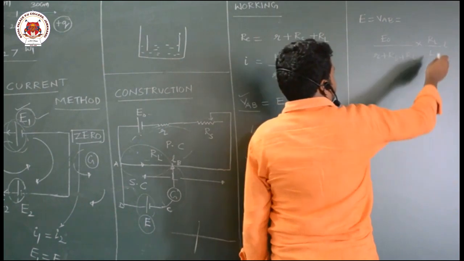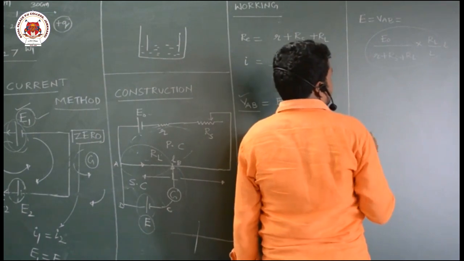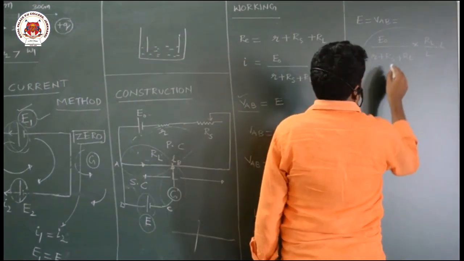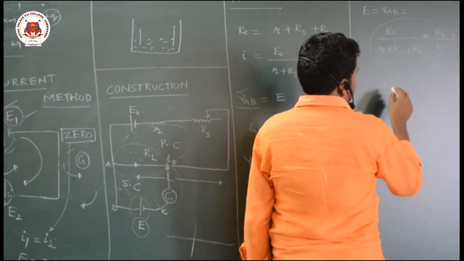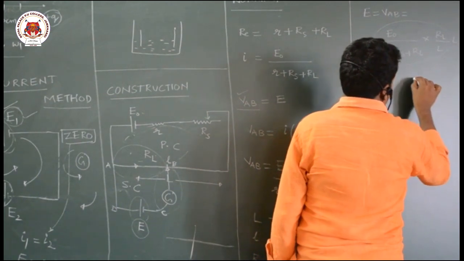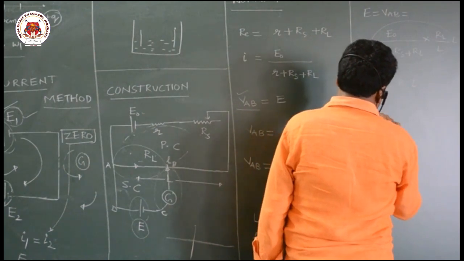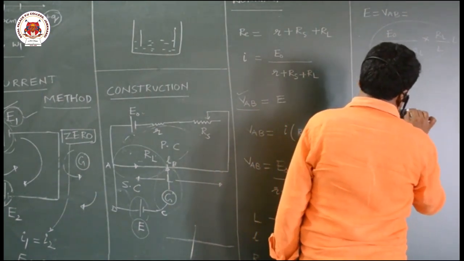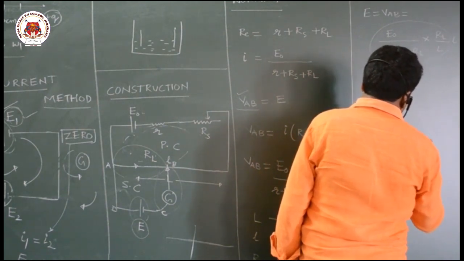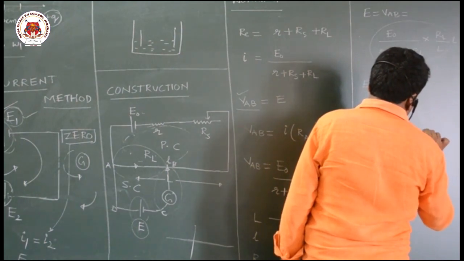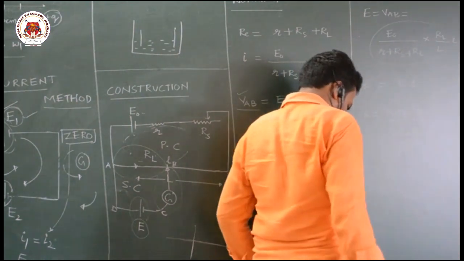Now if you observe this part, it is nothing but potential gradient. Why? Because this is current into resistance of the wire divided by its length. So this I can take as K into L. So EMF is equal to KL, where K is equal to potential gradient.